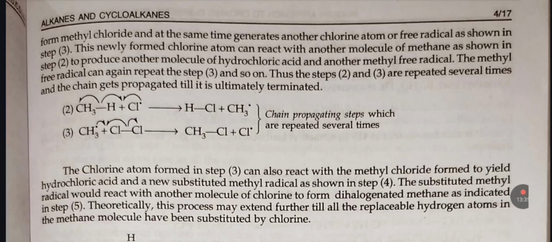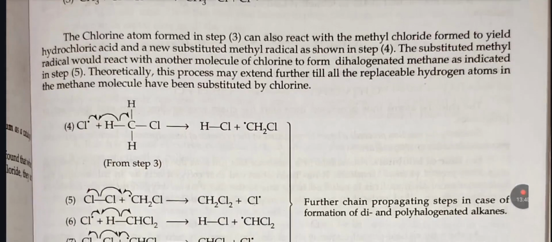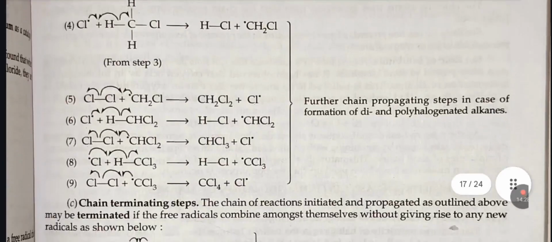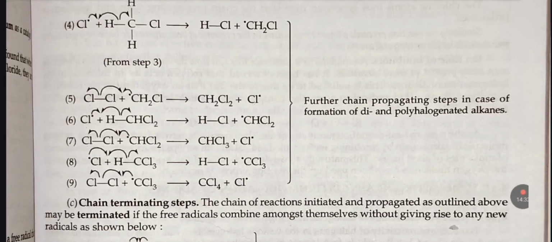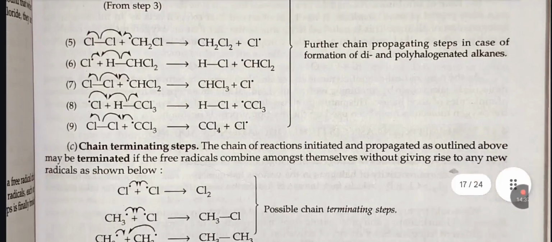Thus, steps 2 and 3 are repeated several times and the chain gets propagated till it is ultimately terminated, as shown in this figure. Chain propagation steps which are repeated several times. The chlorine atom formed in step 3 can also react with the methyl chloride formed to yield hydrochloric acid and a new substituted methyl radical, as shown in step 4. The substituted methyl radical would react with another molecule of chlorine to form dihalogenated methane, as indicated in step 5. Theoretically, this process can extend further till all the replaceable hydrogen atoms in the methane molecule have been substituted by chlorine. Here it is shown that further chain propagation steps occur in the formation of di and polyhalogenated alkanes.